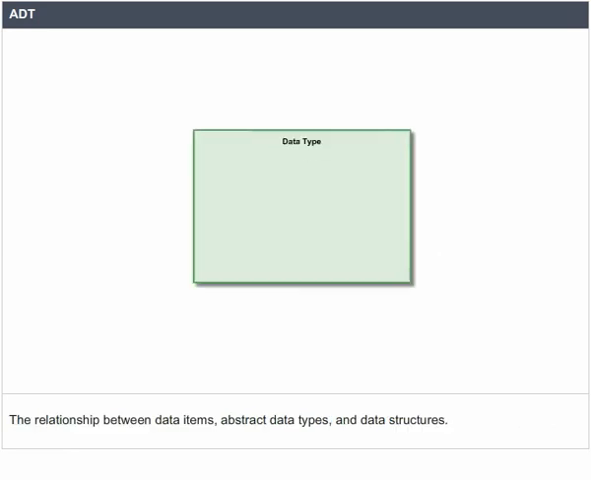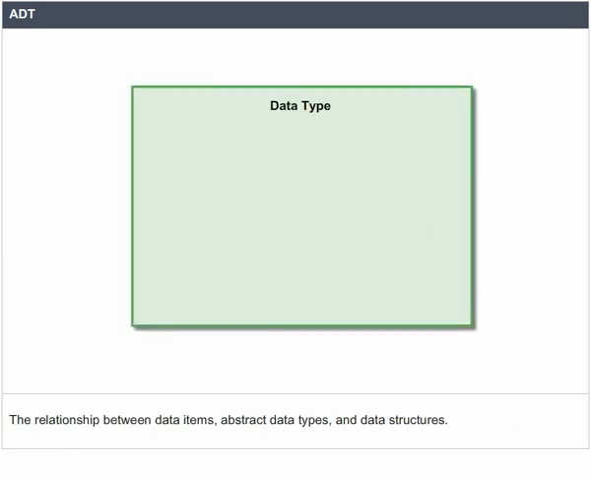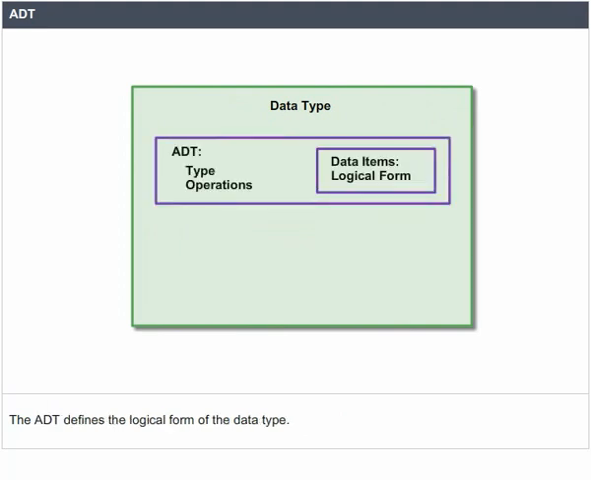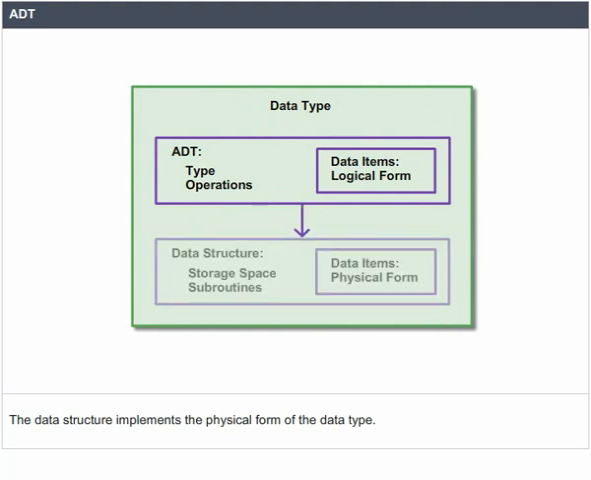The relationship between data items, abstract data types, and data structures. The ADT defines the logical form of the data type. The data structure implements the physical form of the data type.